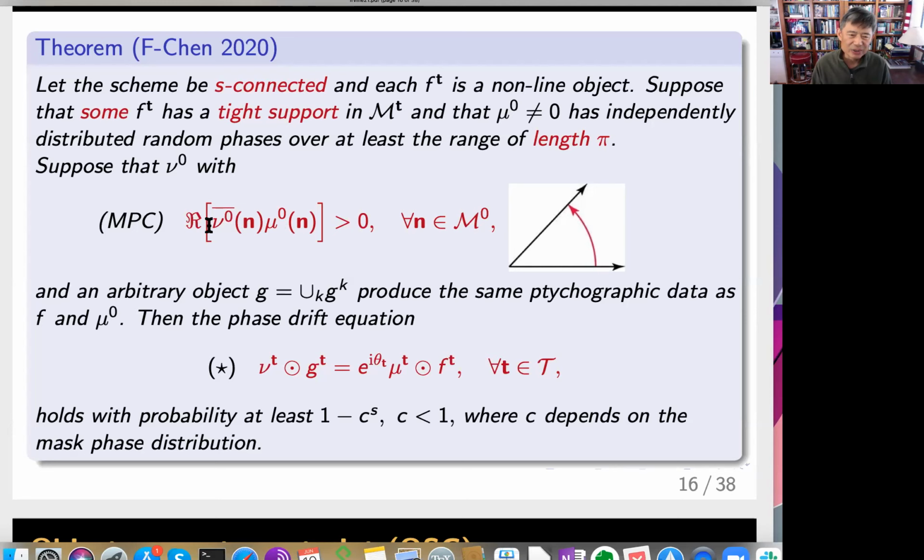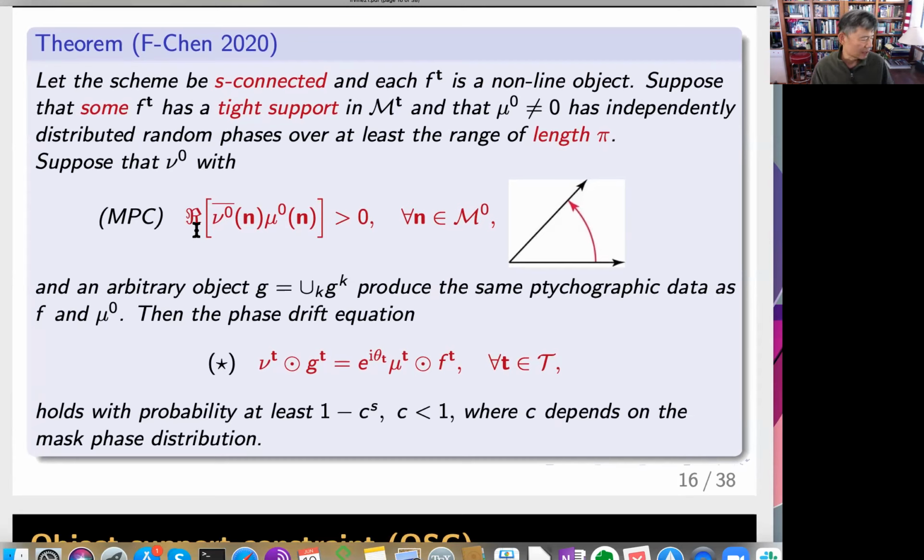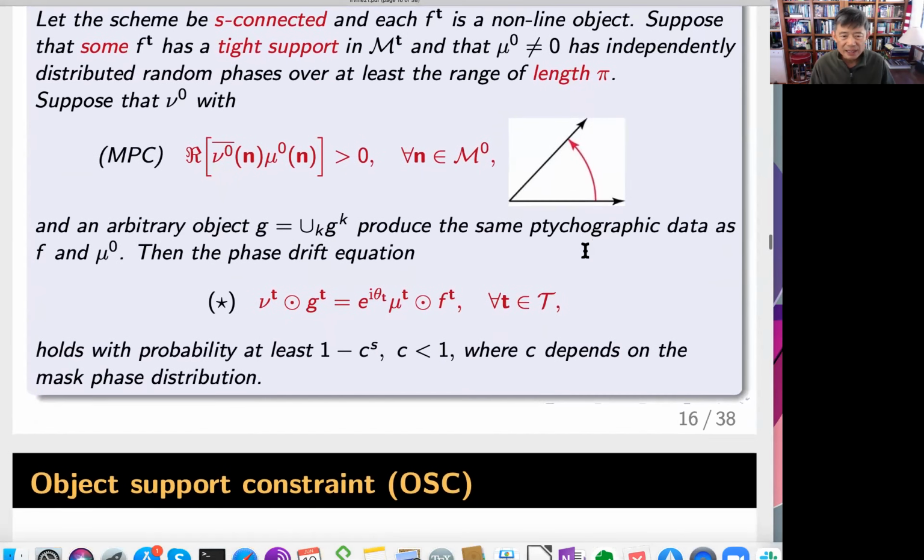You have to initialize your original wavefront, right? So that the angle is less than pi over 2 in either direction. Okay, so it will turn out that this is almost inevitable. We will see more examples down there and in the following. But here I refer to this as a mask phase constraint. You need to have a phase constraint. Other than that, you can have that relationship with high probability, exponentially close to 1.